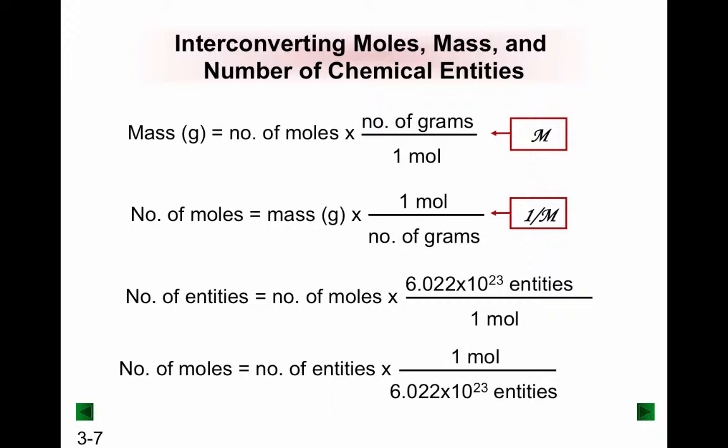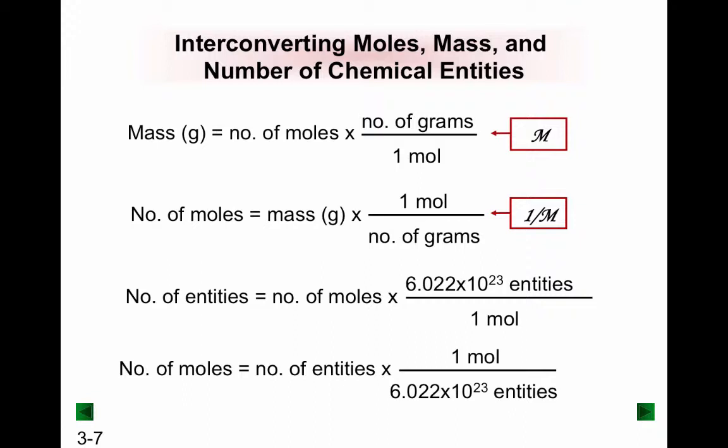We can also use Avogadro's number to convert between moles and entities, such as atoms, molecules, or formula units. To convert moles to entities, you multiply by Avogadro's number, which you remember is 6.022 times 10 to the 23rd, where the units are expressed in entities per mole.